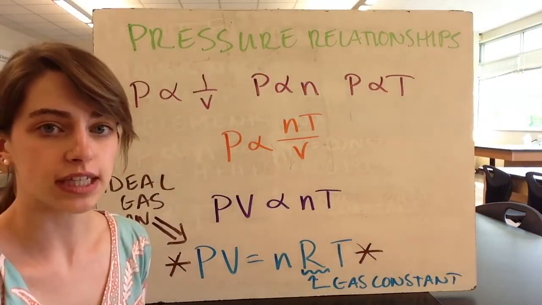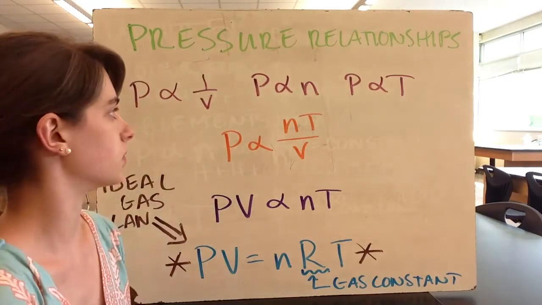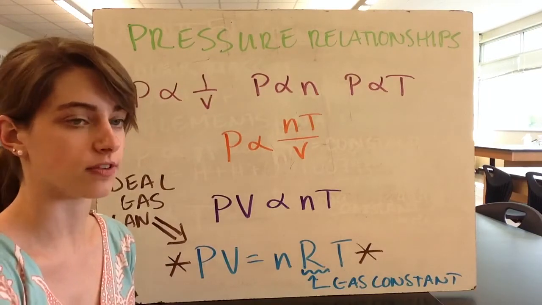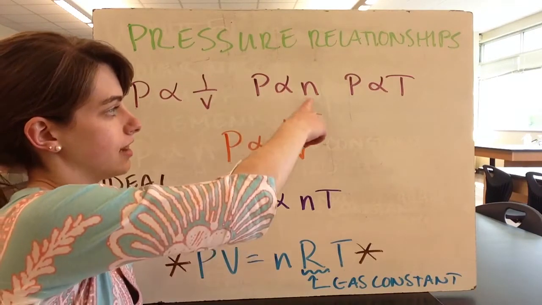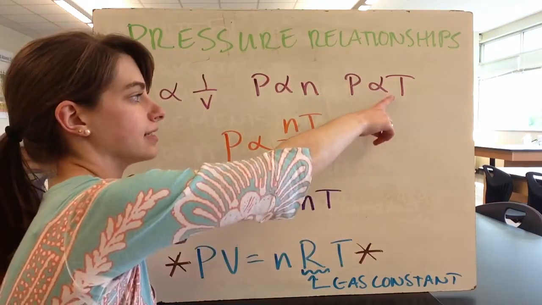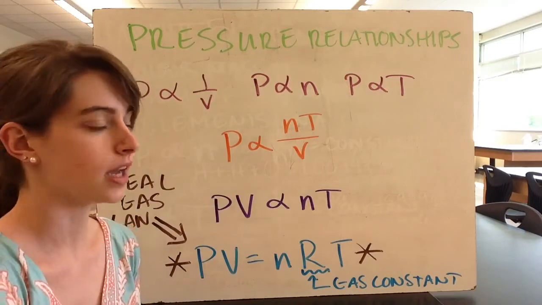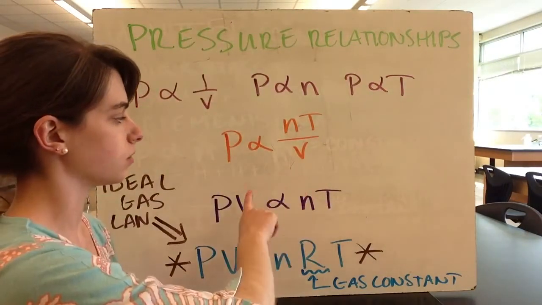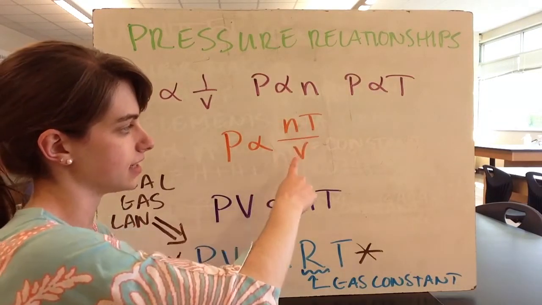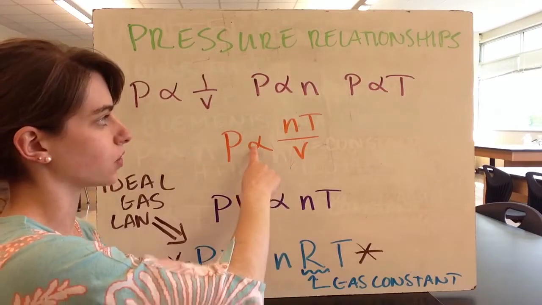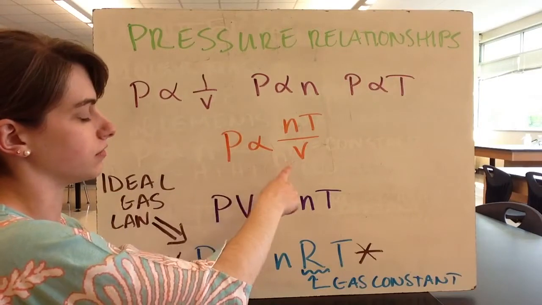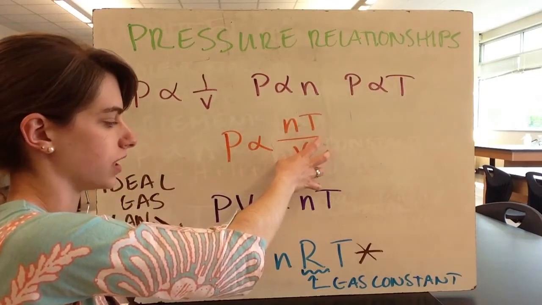So let's review our relationships between pressure and our 3 variables. Pressure and volume have an inverse relationship. So if pressure goes up, volume goes down. Pressure and the number of particles or the number of moles have a direct relationship, and pressure and temperature also have a direct relationship. If we were to combine all of these together, we'd say that pressure is proportional to N times T divided by V, because it's proportional to N, it's proportional to T, and it's proportional to 1 over V. So we've just combined all of these into 1.